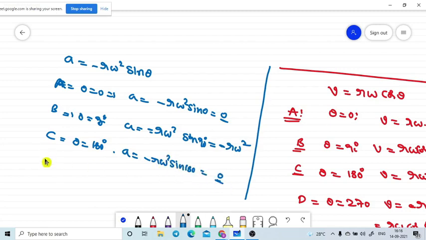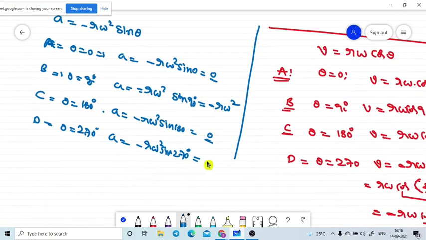So at point D, theta is equal to 270 degrees. Then A is equal to minus r omega square sin of 270. That is equal to minus, minus 1, that is equal to positive r omega square. So sin of 270 degrees is equal to minus 1. This is the formula.